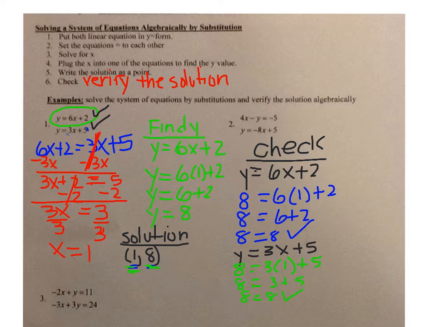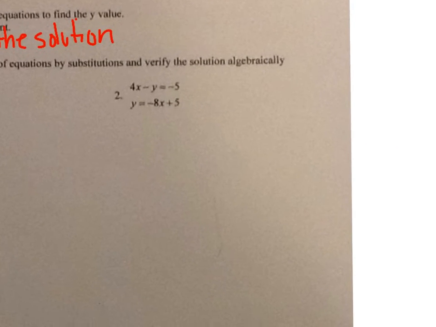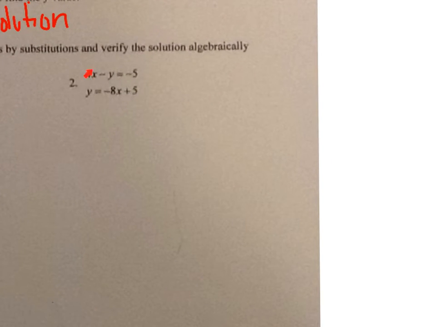All right, so let's take a look at number 2. Let me just clean this up over here. Okay, number 2. So my equations are 4x minus y equals negative 5. Right away, I notice this is not equal to y. And then I have y equals negative 8x plus 5. So the bottom one is good. The top equation we have to work with. So I'm going to rewrite the top equation right here.